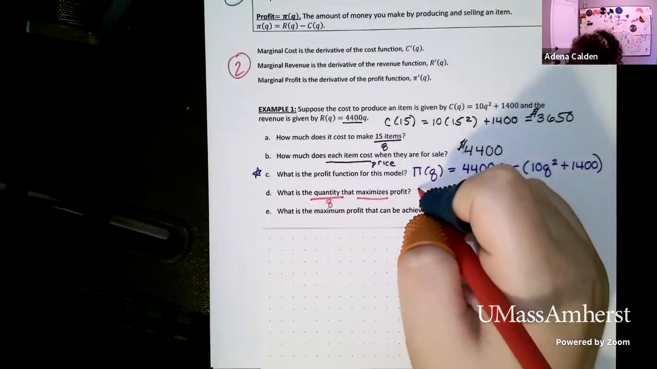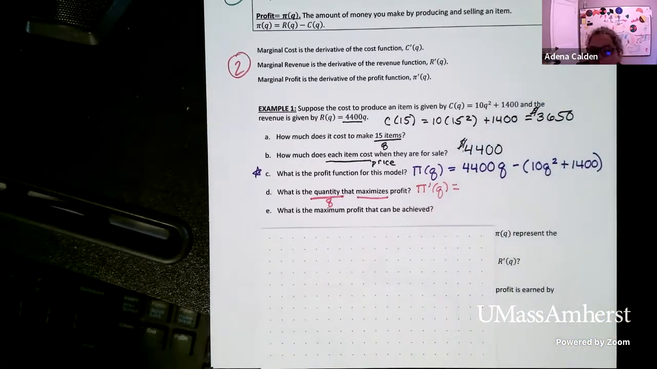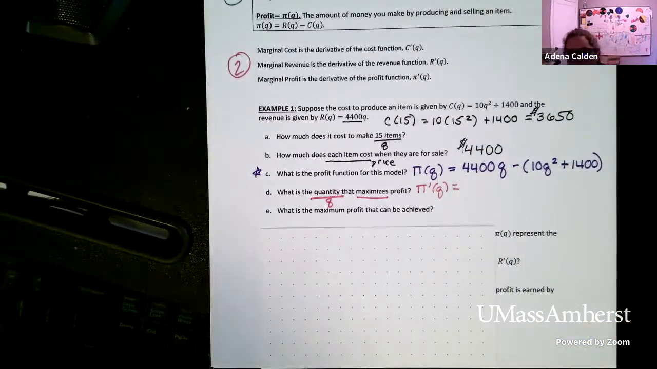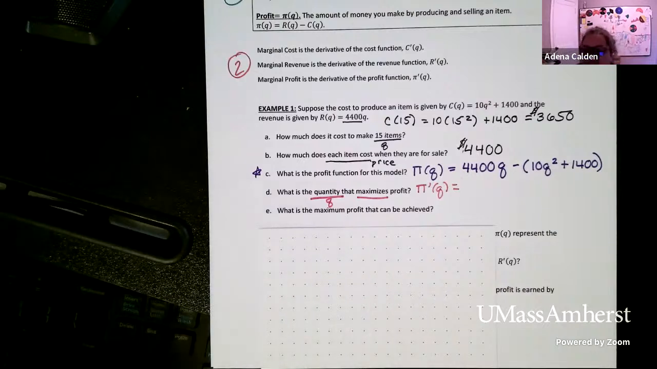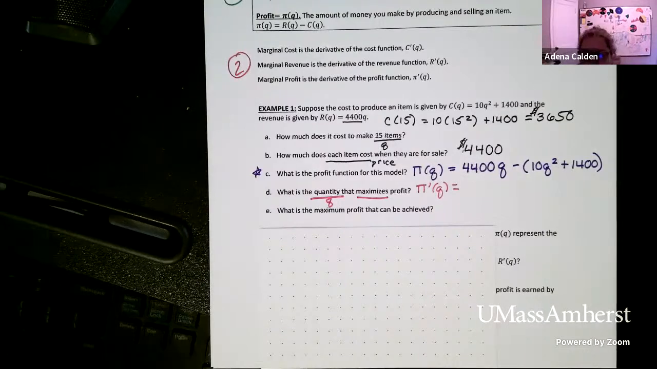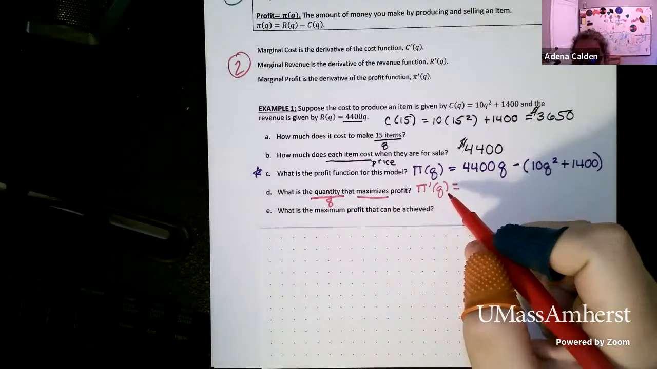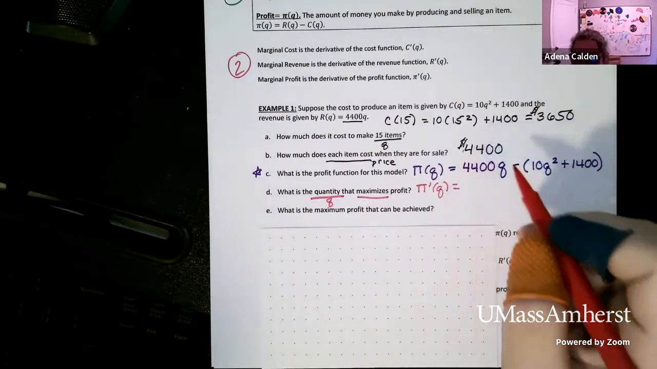So remember, when we're looking for maximums, the first thing we think of is critical points. We don't have any bounds here, so we're looking for a local maximum instead of a global maximum, although this could also be a global maximum depending on if there's only one critical point. Okay, so when we take the derivative here, we take the derivative of each term.